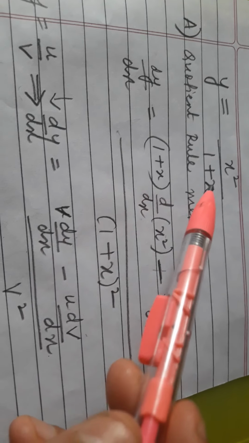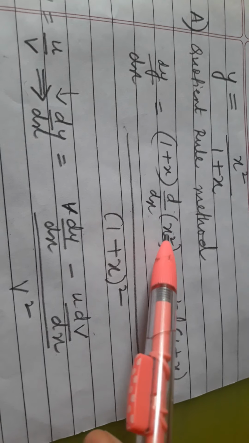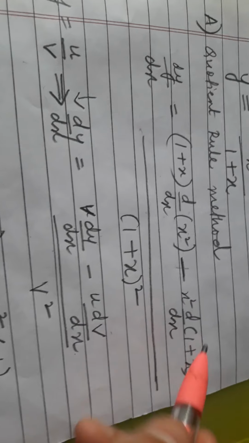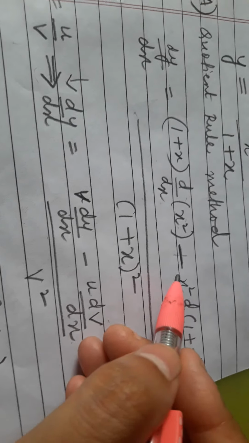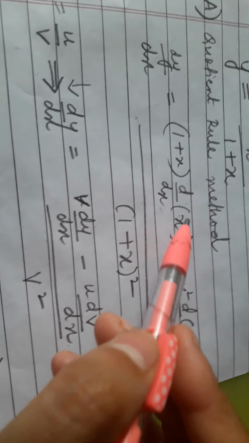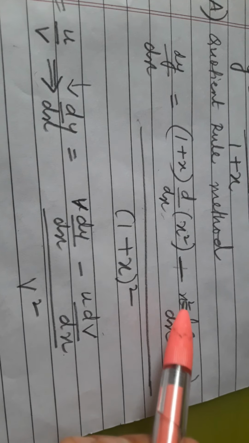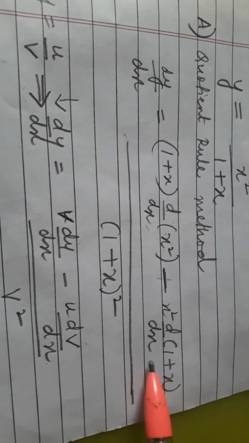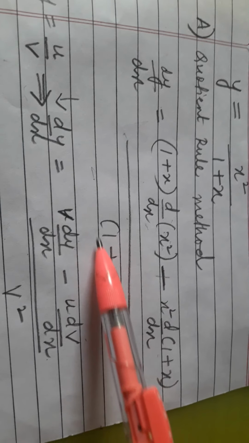It's in u by v form, and I'll do the same thing here. It's v into d by dx of u, which is x squared, minus u into dv by dx, and the whole thing is divided by v squared, which is 1 plus x the whole squared. And there you go, there you get this v squared. So it's 1 plus x.